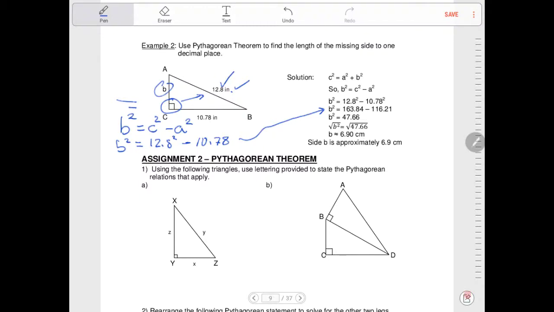Okay, so just to recap, I've had to put these two videos together. So the 12.8 squared gave us 163.84, and the 10.78 squared gave us 116.21. You're going to minus those, which gives you 47.66. And as per usual, the last thing you do is square root. You square root the b squared, you get 47.66.